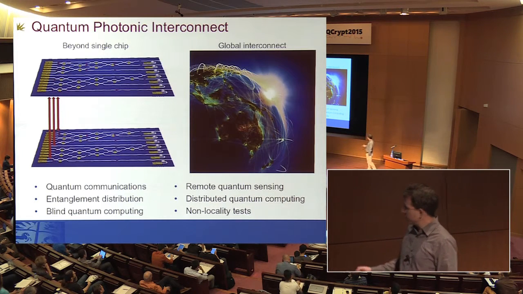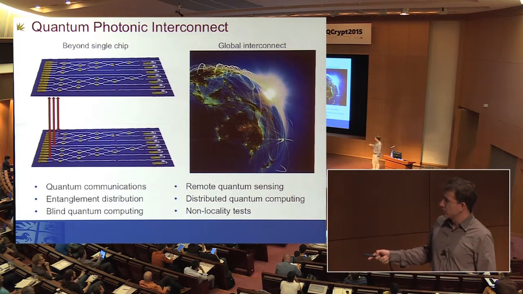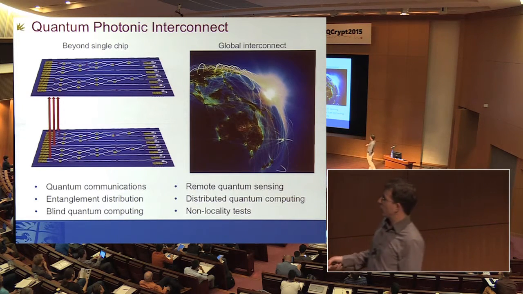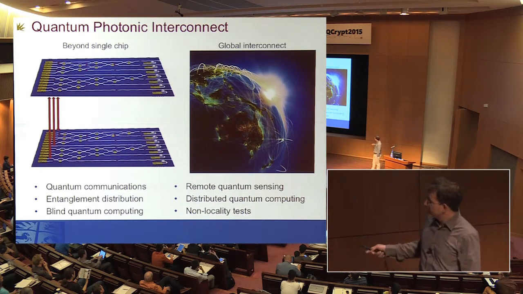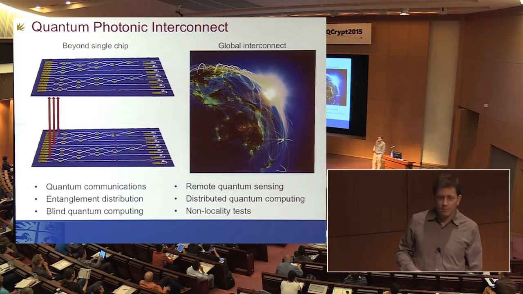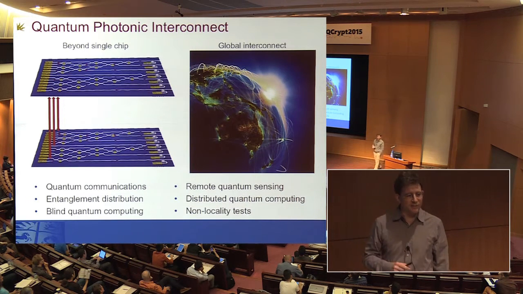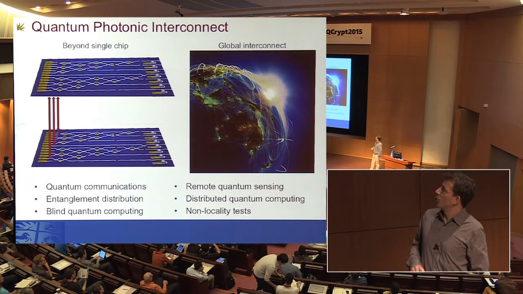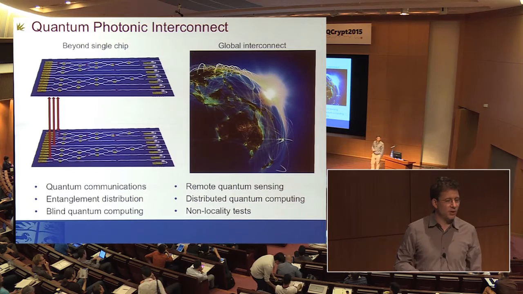It might be because you actually want a centralized entanglement system and then you want to distribute out that entanglement, whether that's for things like blind quantum computing, remote quantum sensing, distributed quantum computing applications, or tests of non-locality. But there's a compelling argument to be looking towards what quantum photonic interconnects might look like in this type of architecture.